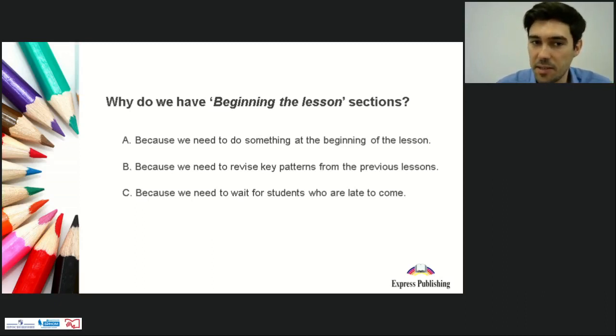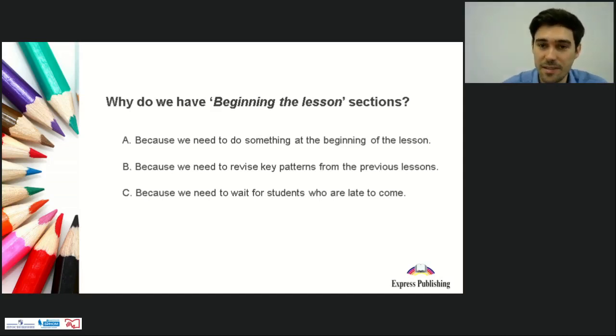We have three options here. Option A, because we need to do something at the beginning of the lesson. Option B, because we need to revise key patterns from the previous lessons. Or option C, because we need to wait for the students who are late to come. If you're thinking about this where you are, I think hopefully most of you by now would have chosen option B as the correct answer.